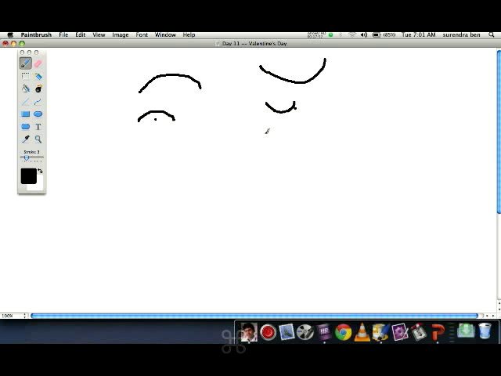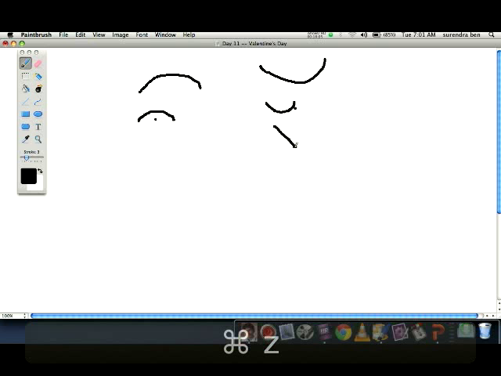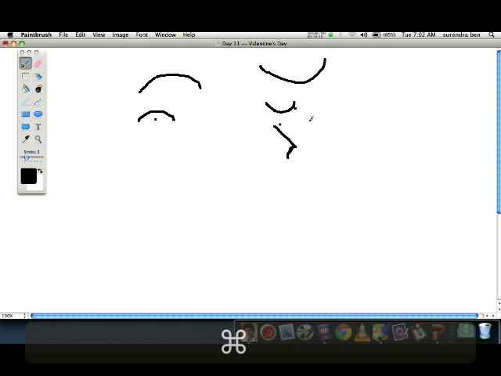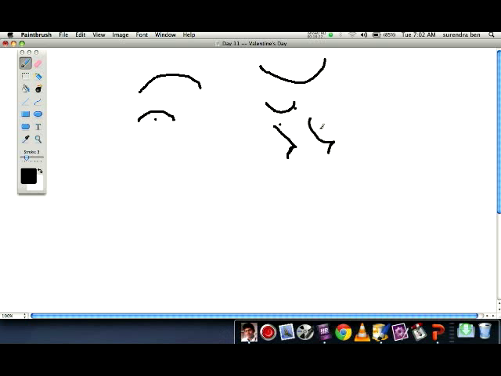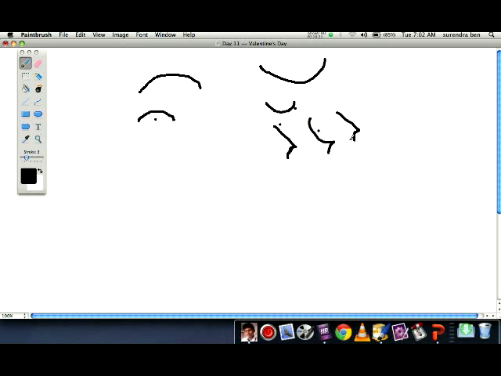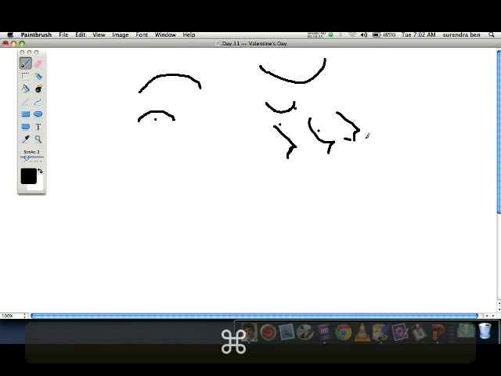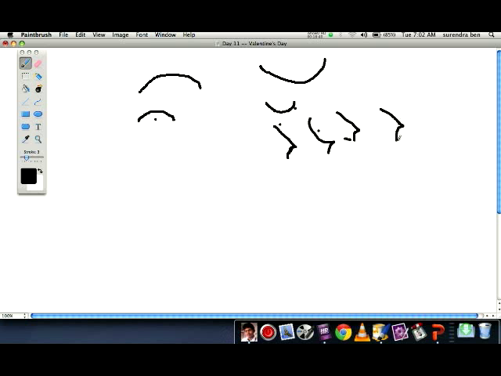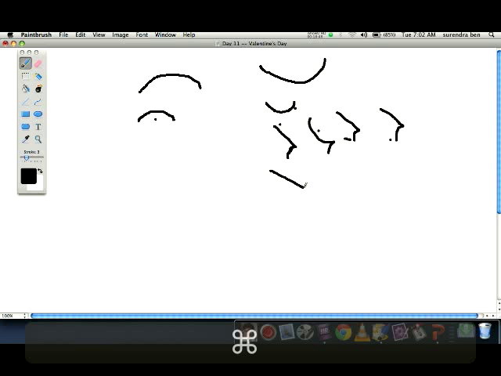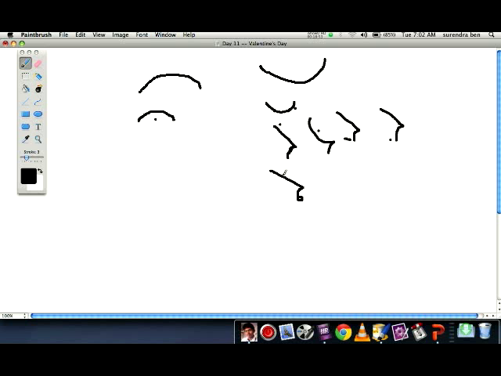Belt. B. Thick B. B. LD. Sorry. B. LD. Belt. Light L. Okay. Light half L. Felt. F. L. Felt. Built. Actually it is built, so it will be like B L D, I saw E, built. You can write all these things. I will write this thing. Bolts. Bolt. Yes. You can write a circle at the end also. Bolts.